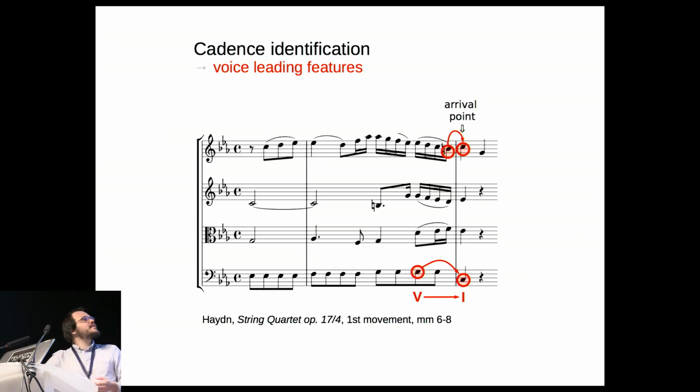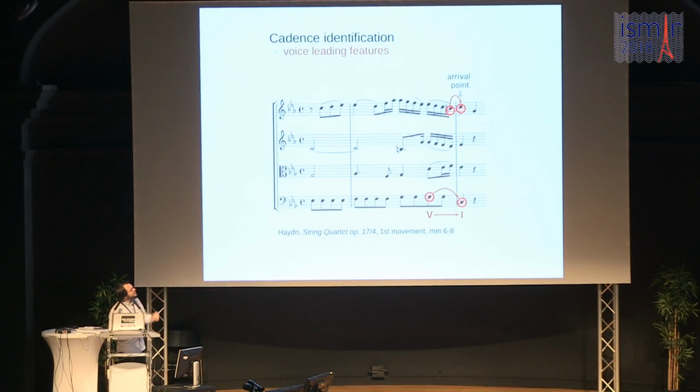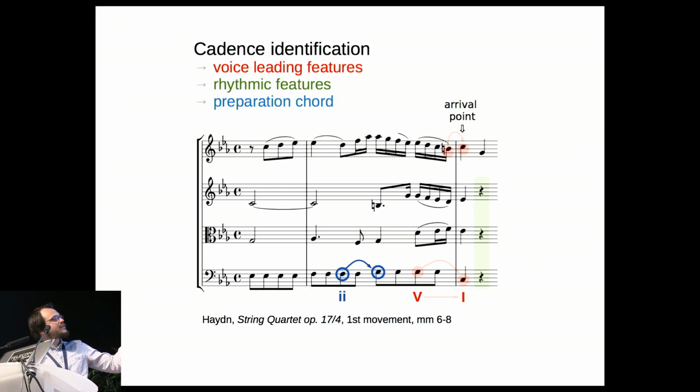We also have the leading tone going to the first scale degree pitch here on the first violin. We also can look at rhythmic markers. Here we have a rest after the arrival point of the cadence. We also look for preparation chord. So here we have the second scale degree chord before the dominant chord.